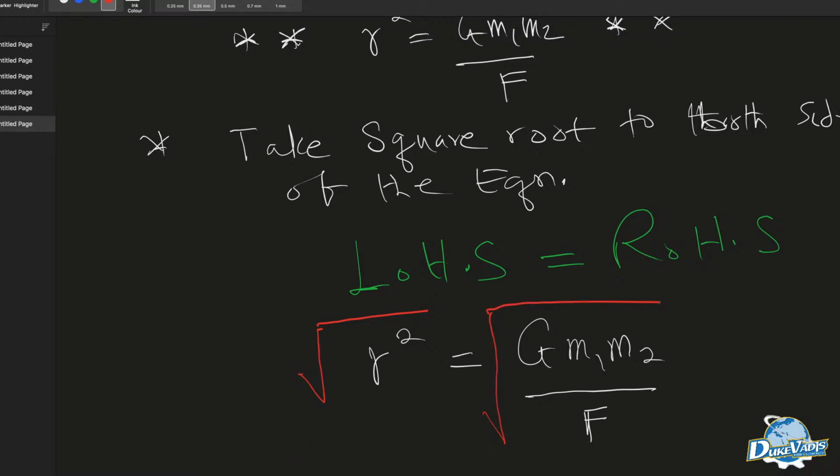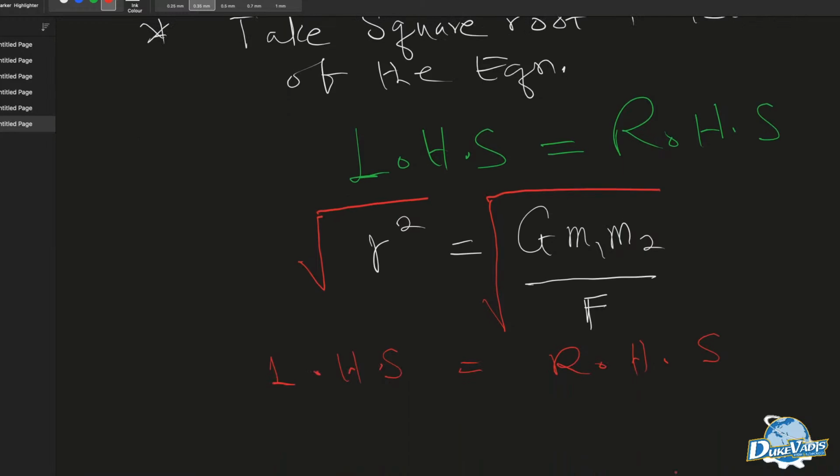So you see that what we've done to the left hand side, we've done the same on the right hand side. What I've done is taking the square root of the left hand side, being r squared, and also we took the square root of the right hand side, which is the product of G m1 and m2 divided by f. We know the square root of r squared will give us r. So therefore our equation now will become r equals the square root of G m1 m2 all over f. So we have been able to make r the subject.